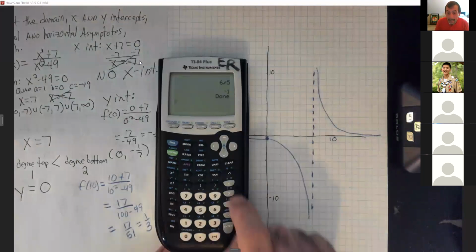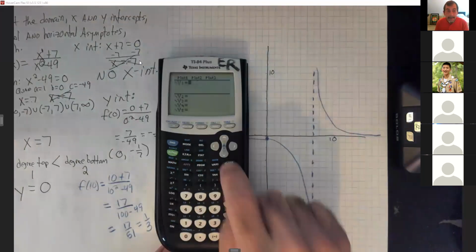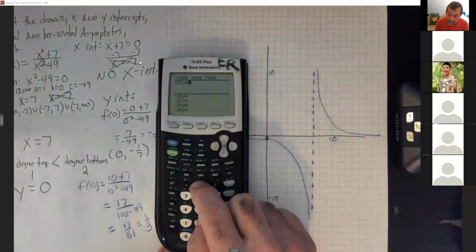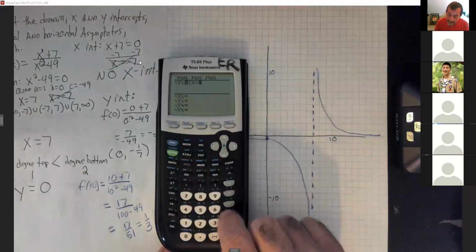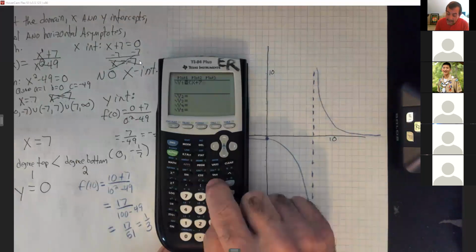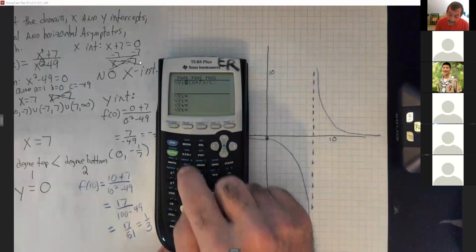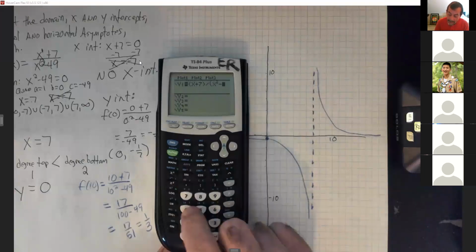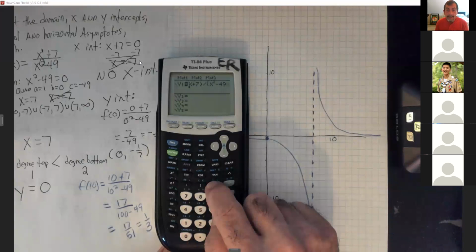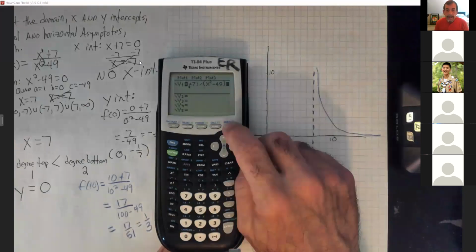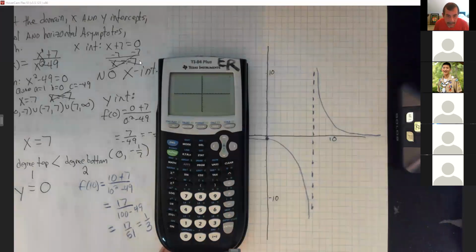So y equals, I'm going to clear that. If you do it the parenthesis way, you would do parentheses x plus 7, close parentheses, divided by parentheses x squared minus 49, close parentheses. And then we would hit enter to draw this. So there's our side. So y'all, it's so close.